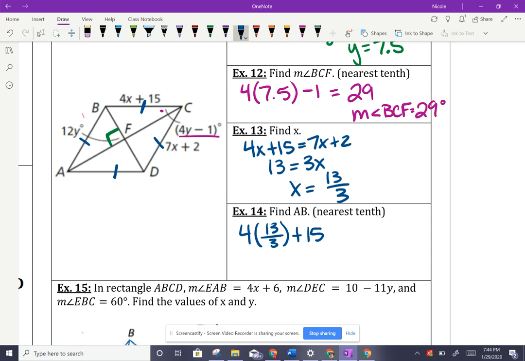Okay, so we have 4, parentheses, 13 divided by 3, close parentheses, plus 15. And that's going to give me 97 over 3, which is equal to 32.3 rounded to the nearest tenth. Showing you all my steps, my whole process, so you can try to be a little like-minded.